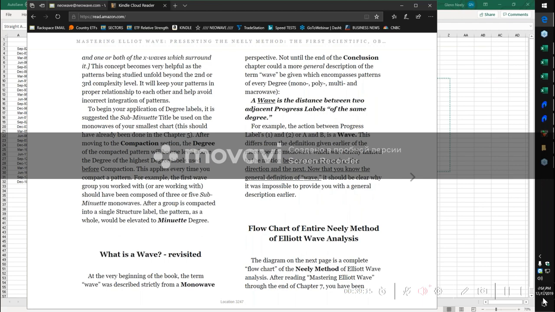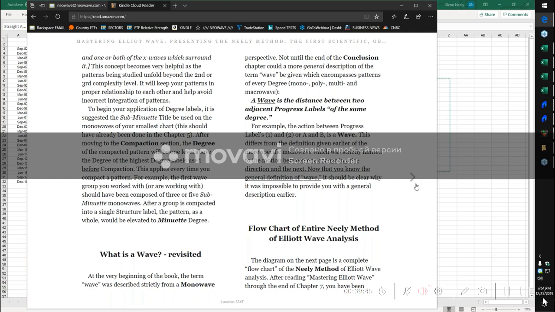In the very beginning of the book, we talked about what is a wave, and we talked about it as being the movement between one change in price direction to the next, on a monowave basis. But as you get more sophisticated, you realize that a wave is actually the movement between any progress label of the same degree. So you have wave A and wave B. The distance between those two is a wave. Wave 1 and wave 2, or wave 2 and wave 3. As long as it's well formed and follows all the rules, that move from 2 to 3, 3 to 4, 4 to 5 is a wave.